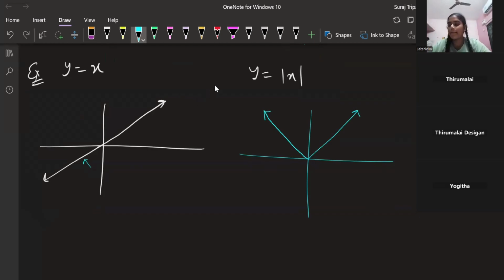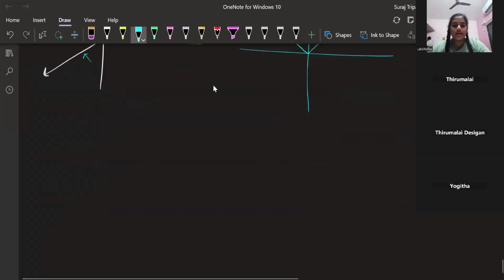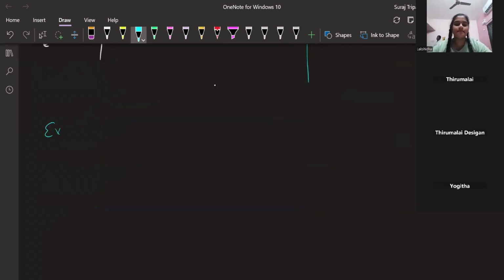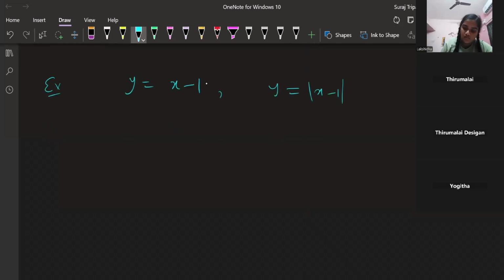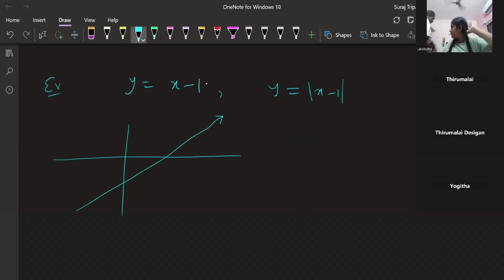Got it? Yes, sir. Now next example. Suppose the function is y equals to x minus 1, right? And we need to find the graph of y equals to mod x minus 1. How will you draw this graph? So first of all, draw the graph of x minus 1. So the graph of x minus 1 will be this one. This is the graph of y equals to x minus 1. How will you draw the graph of y equals to mod of x minus 1?